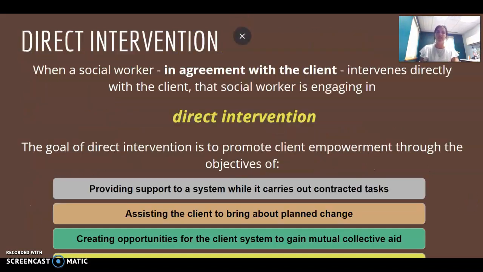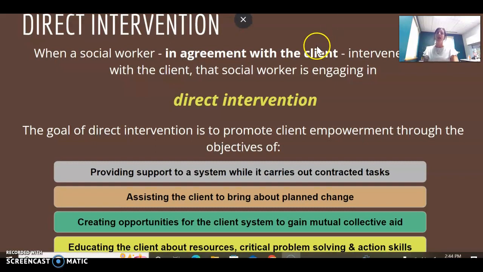So direct interventions, I'm going to pull this down so I can fill it all in, is when the social worker, in agreement with the client because you want their buy-in, intervenes directly with the client. That shows they're engaging in direct intervention. And the goal of direct intervention is to promote client empowerment, which we talked about in the previous video, the huge emphasis empowerment has during the intervention phase. And the objective of all of this is to provide support to a system while it carries out its contracted tasks. So that system might be your client.